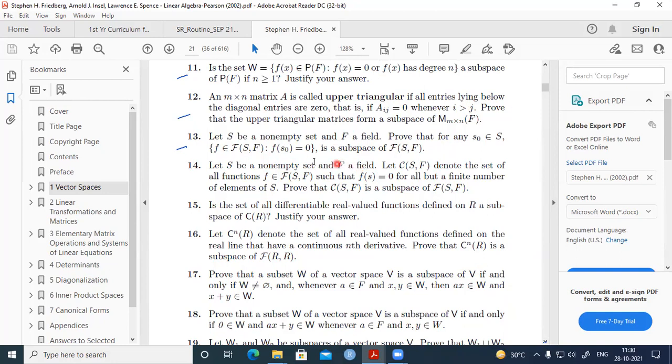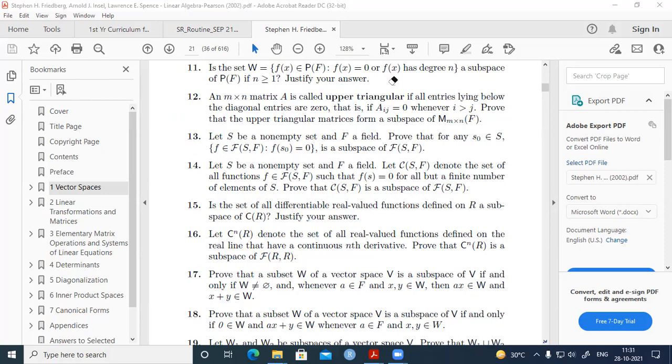Those who can identify FSF to be a vector space can prove this part and solve this particular problem 13. Those who are not able to identify it as a vector space will not be able to. If you do not know what CR is, you will not be able to do it. If you know what CR is, you will be able to do it. So whether you know the vector space or not, that is very important.